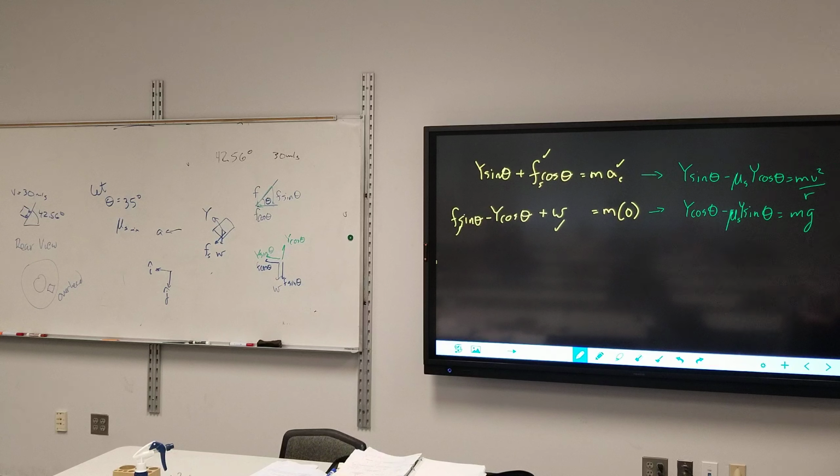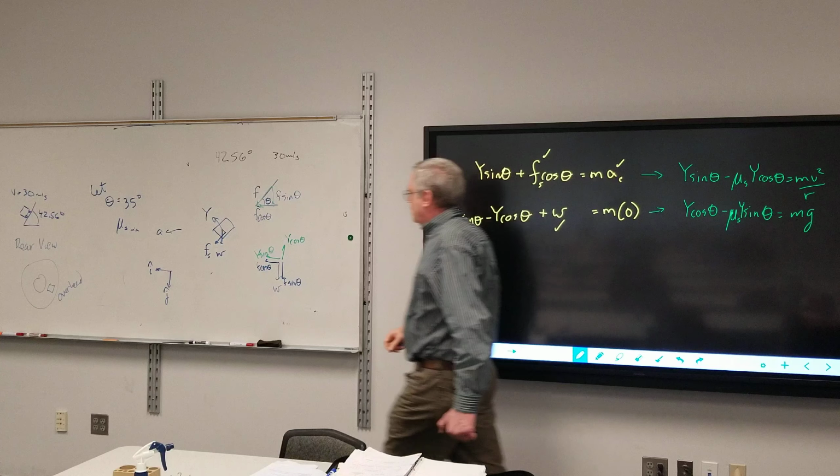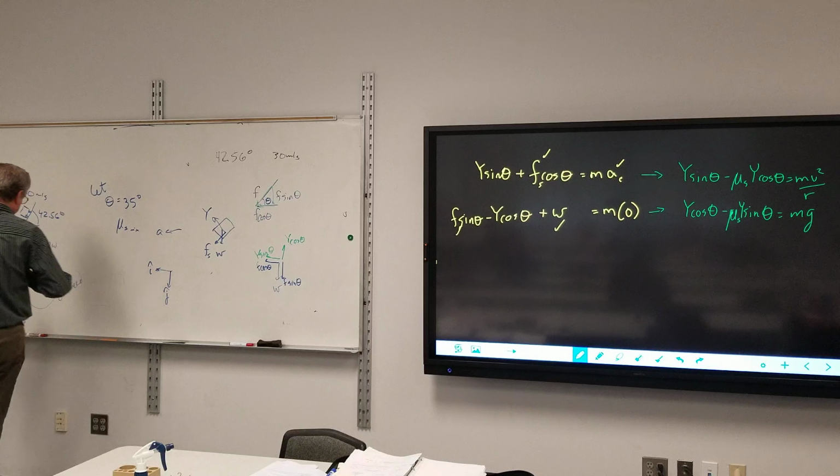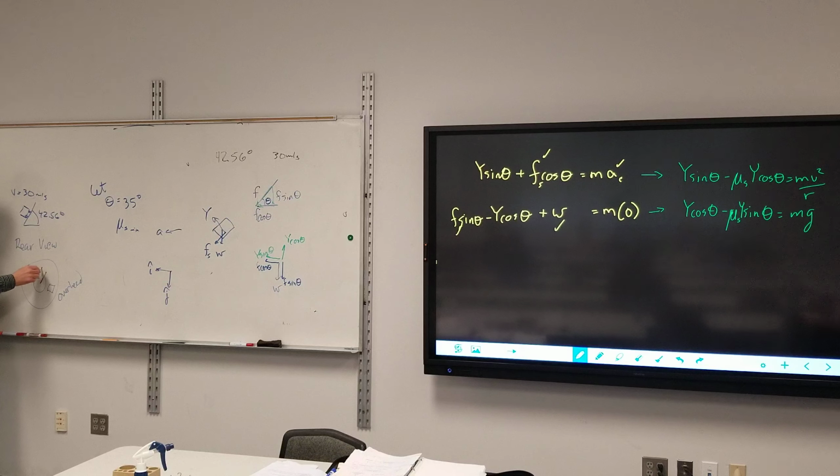All right, I now know what theta is. I don't know what m is, but that's going to go away. I know v, I'm going to stick with 30 meters per second. I know r, which I didn't write over here, but it was in the problem the other day. The radius of curvature is 100 meters.